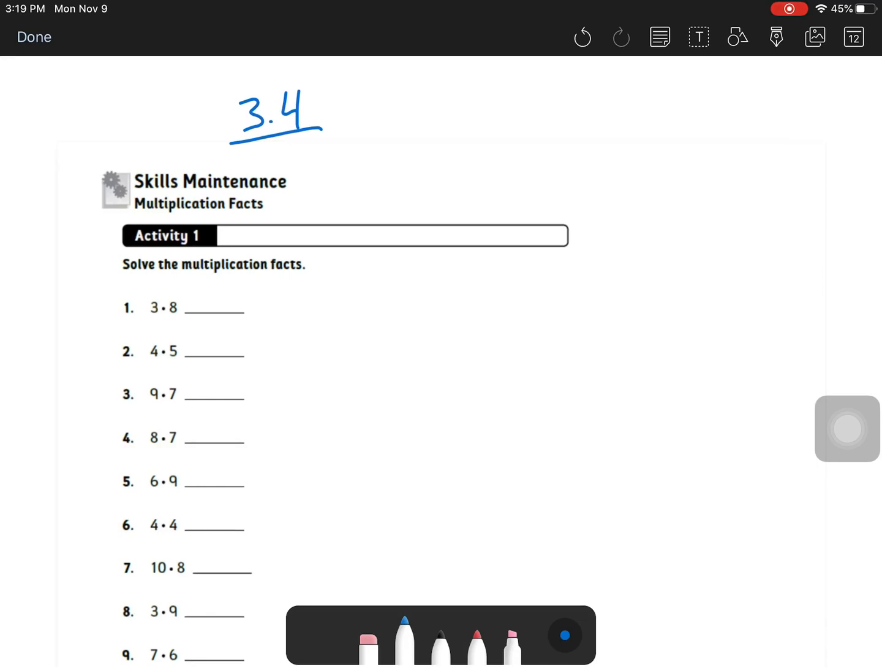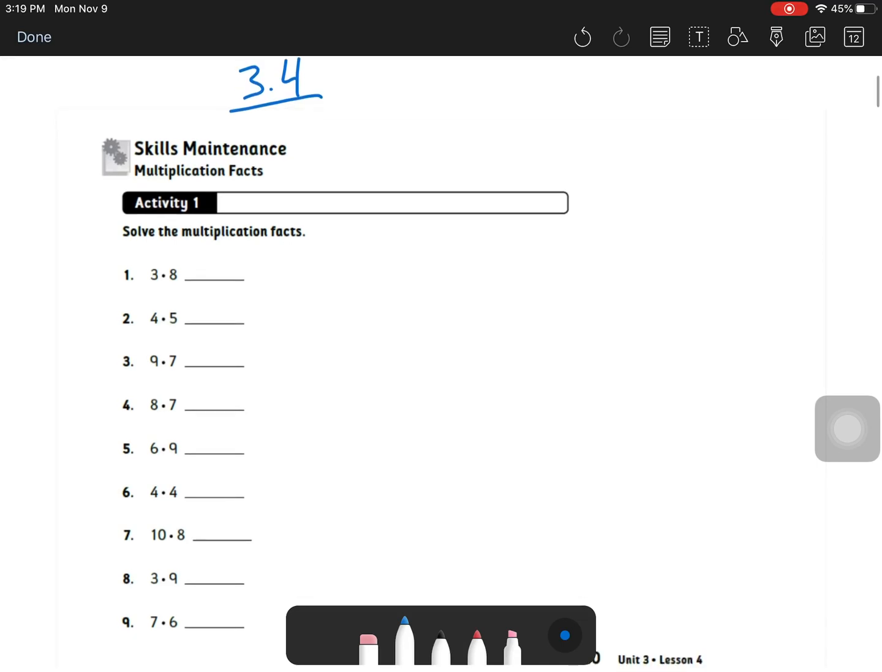Okay, so starting off, we're just going to review some multiplication facts. So if you want to, you could pause the video or just stop it and fill these out quick. I'll just go through them here.